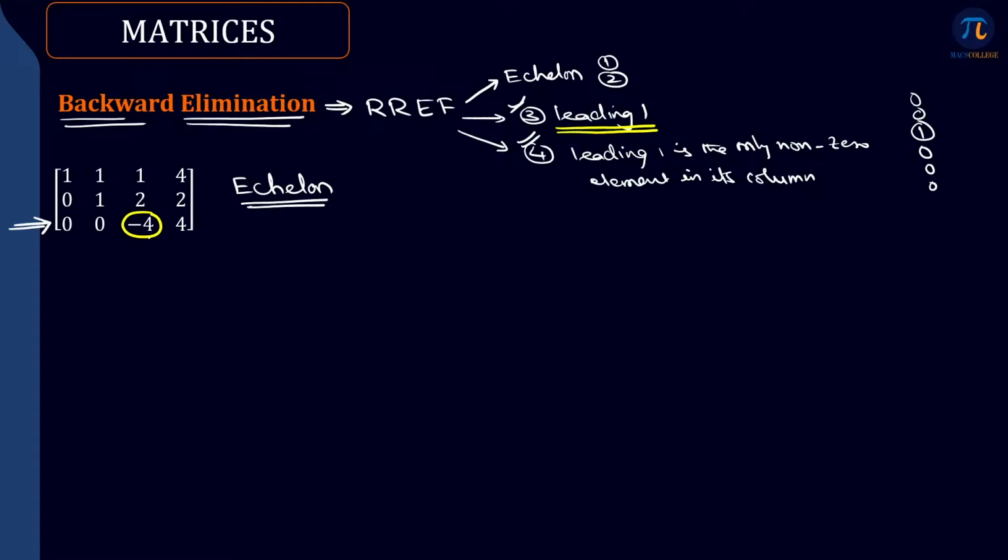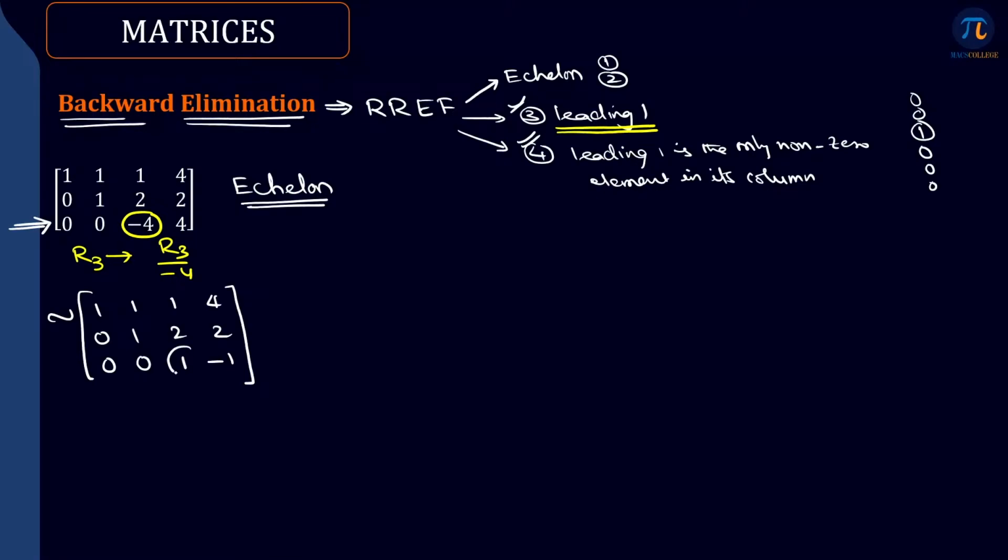But if you see, this element is minus 4, so you make it 1 using a row operation. How can I make it 1, sir? R3 is R3 divided by minus 4. Because we are only applying the operation to the third row, the first and second rows remain the same, but in the third row we get 0 by minus 4, 0 by minus 4, minus 4 by minus 4, 4 by minus 4. Now you see this leading value is 1, and what is the fourth condition? The leading 1 is the only non-zero element in its column. That is, these two values must be 0.